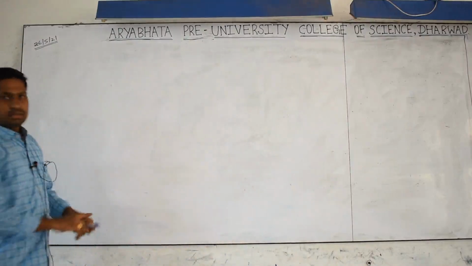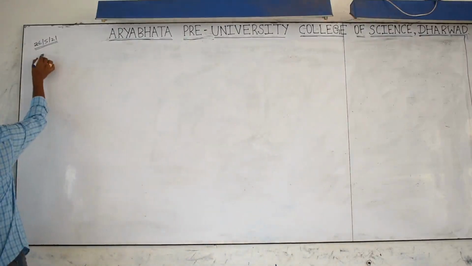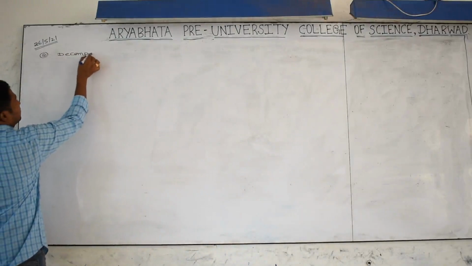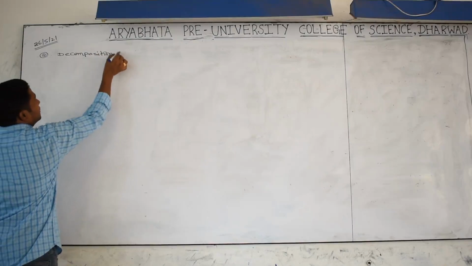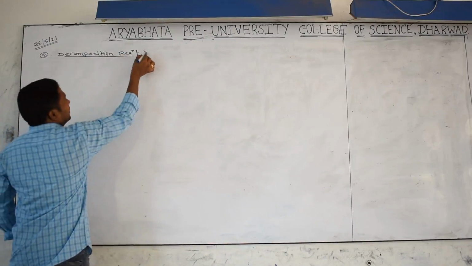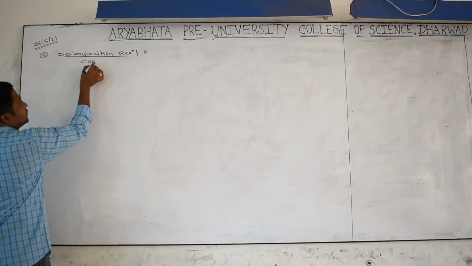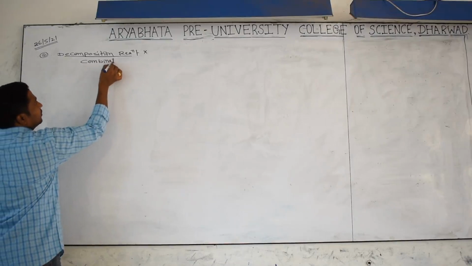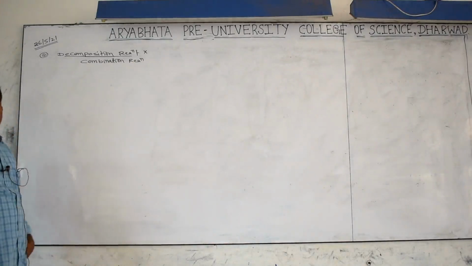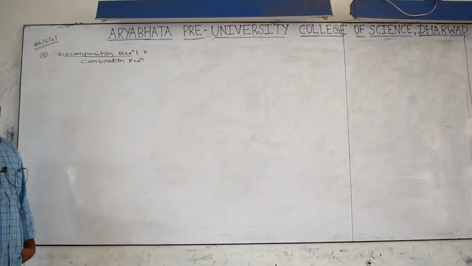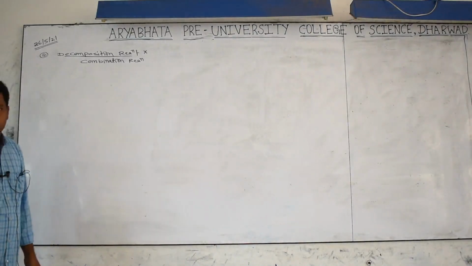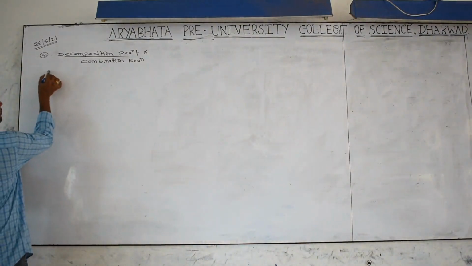The second type of redox reaction is the decomposition reaction. A decomposition redox reaction is the opposite of the combination reaction. Combination means two or more substances combine to give a single product, but here a single component under a redox reaction gives more than one type of product. That is what I am writing here.